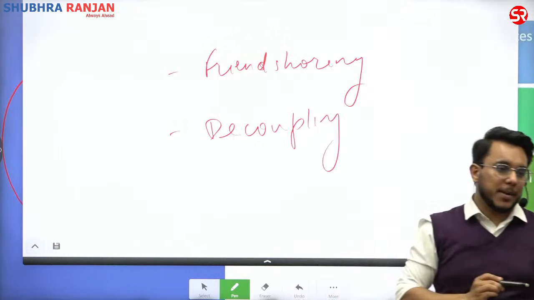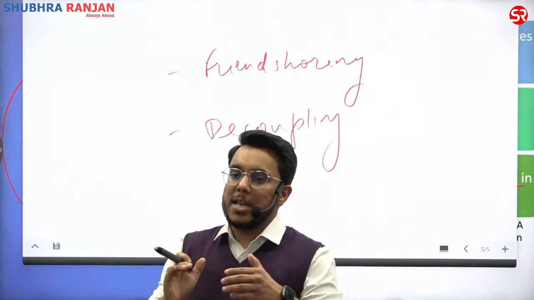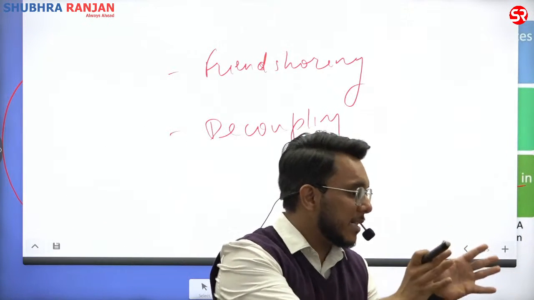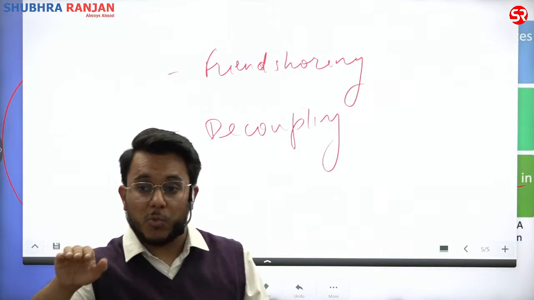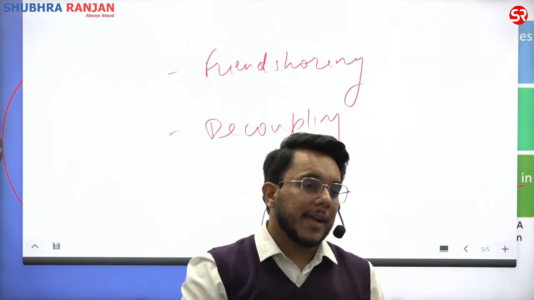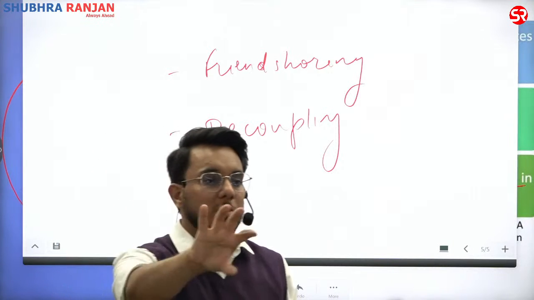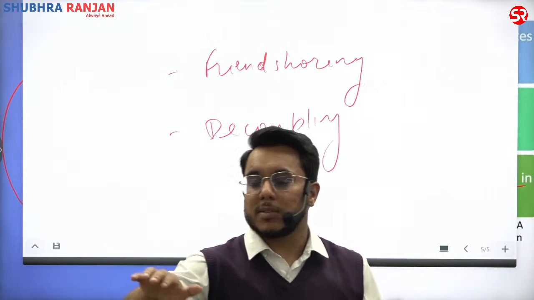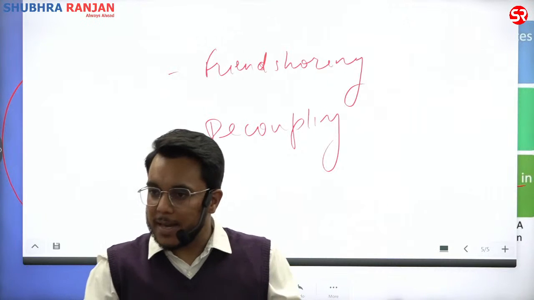Friend shoring and decoupling. Friend shoring means that if you want to be dependent, you should be dependent on the countries which are your friends. Who are your friends? Countries with whom you share similar values. Now, India and US are both liberal democracies, and both have China as their adversary. Is it clear or not? Samajh mein aa raha hai?